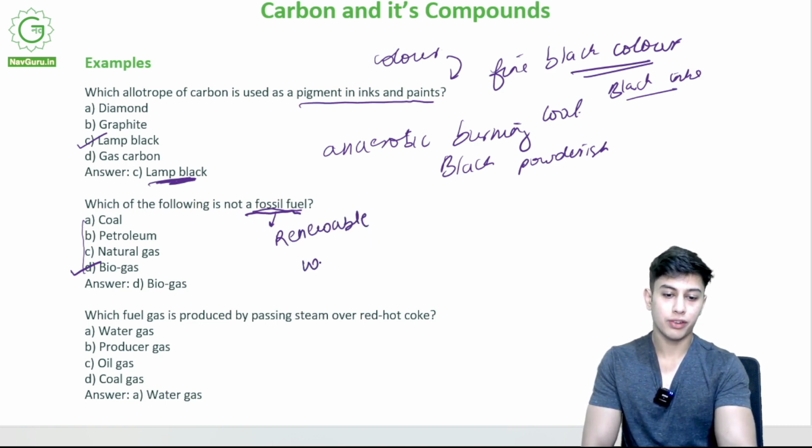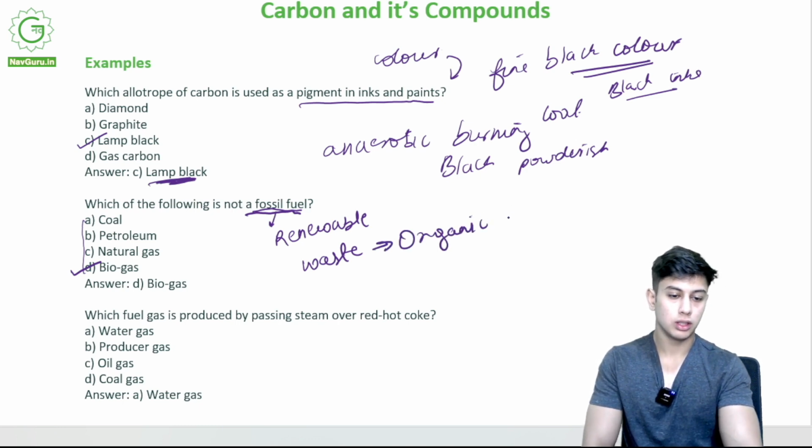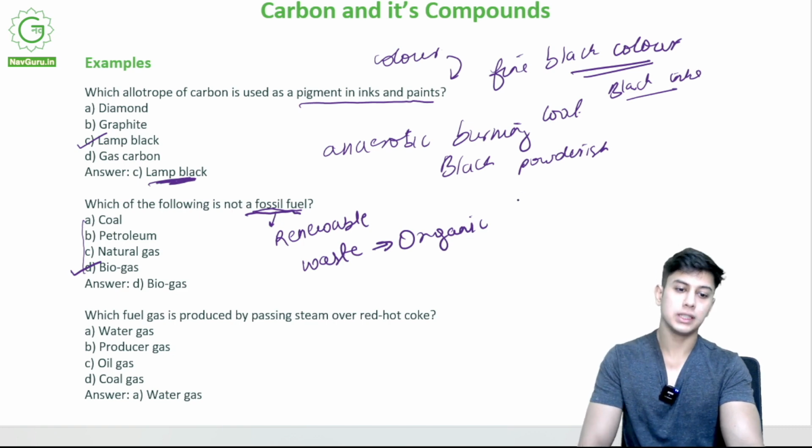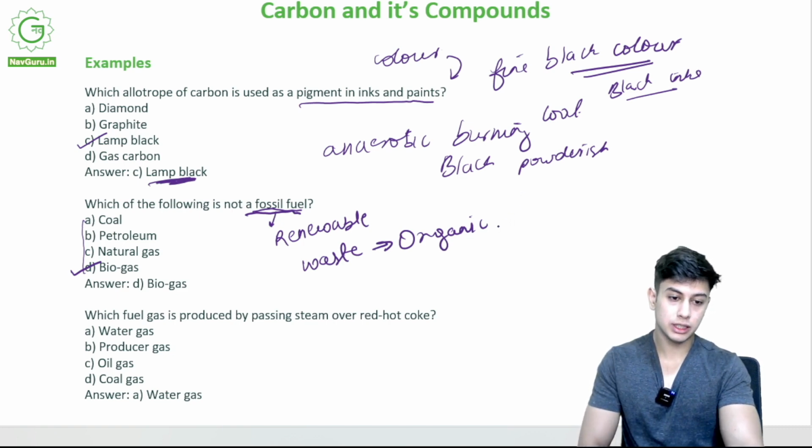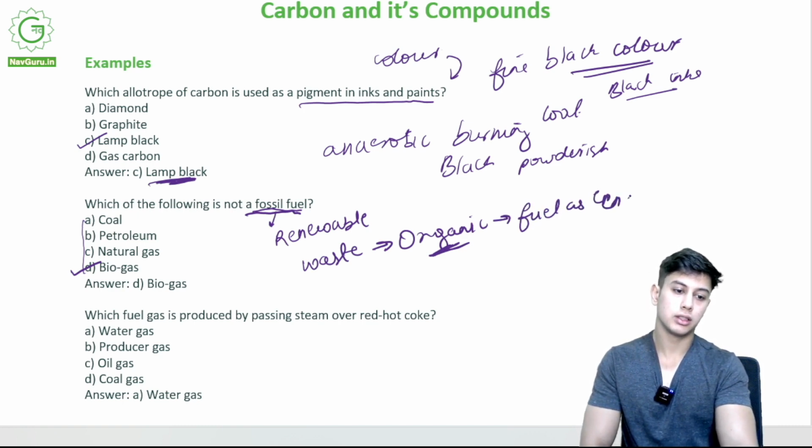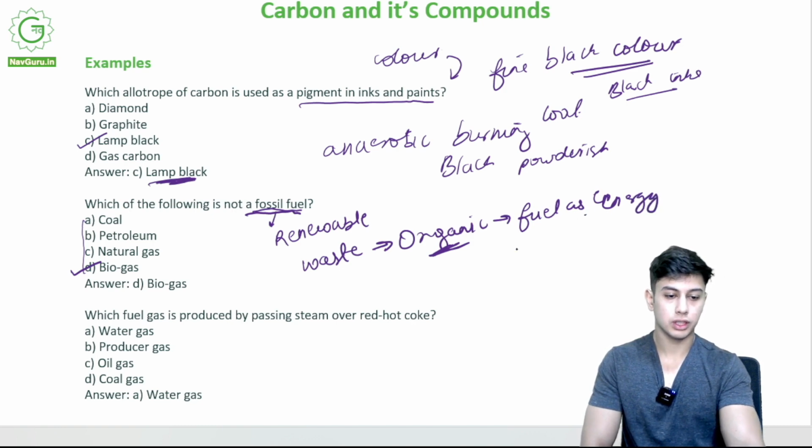It is obtained from waste that is organic, like animal feces and sewage drains, all the waste products that is obtained, gobar gas. Alright, so it is all organic and it is used for production of fuel as energy. It is not a fossil fuel.